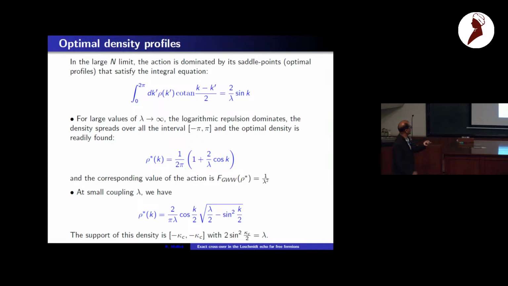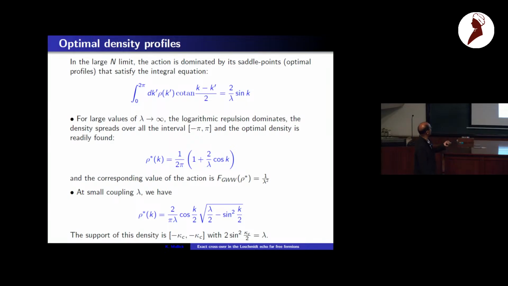So if you do that, you see that for large values of lambda, the optimal density profile will spread over the whole interval and will take this form, which is the solution of this integral equation. And on the contrary, for small couplings, you will get this optimal profile, which was found by Gross and Witten in their paper. And the support of this density is not now the full interval, but a smaller interval between minus kappa c and plus kappa c, with sine square kappa c equal to lambda. So in terms of interval, you have a transition where you have the full interval covered in the large lambda case, and a part of this interval in the small lambda case.